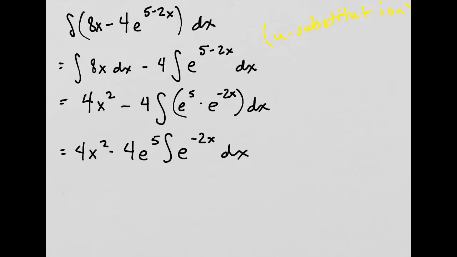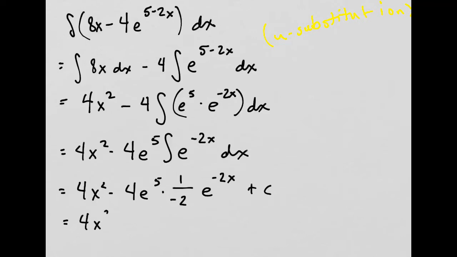Then we can use what we know about e to the kx and take the antiderivative to be 4x squared minus 4e to the 5th times 1 over negative 2 e to the negative 2x plus c, which cleans up to be 4x squared plus 2 e to the 5th e to the negative 2x, all plus c. I just multiplied these. In fact, we could combine these back into something of this form if we wanted to, but I'm just going to leave that alone.